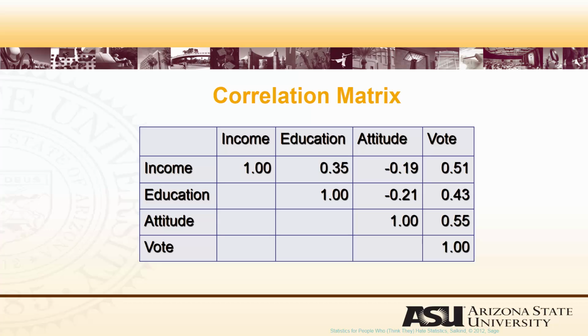So even though income and attitude has a correlation of negative 0.19, it's actually a weaker correlation than the correlation between attitude and education, which has a lower number, negative 0.21, but is actually further away from 0. So it has a stronger negative relationship than the relationship between attitude and income. Sometimes you can get very, very strong negative correlations, negative 0.7, negative 0.8, negative 0.9, and that can sometimes trick you into thinking that that's a very weak relationship, when actually it's a very strong relationship.